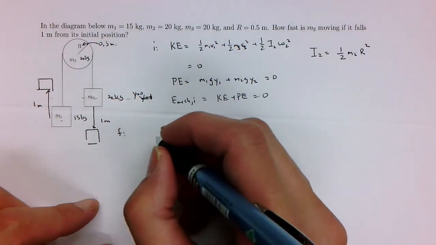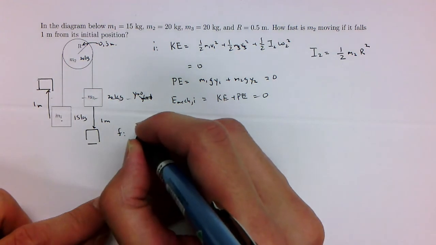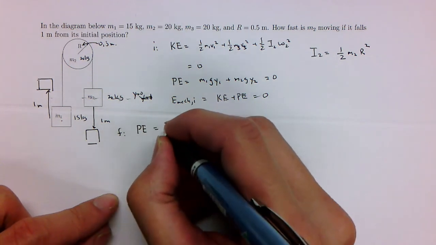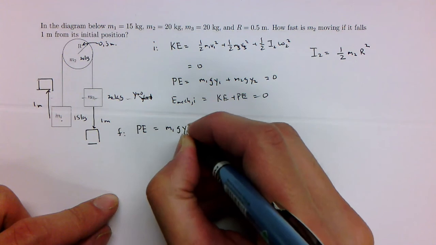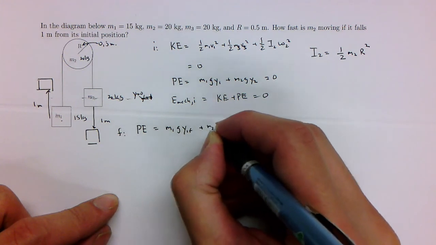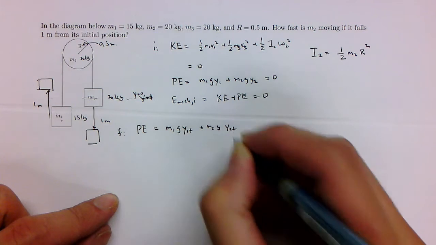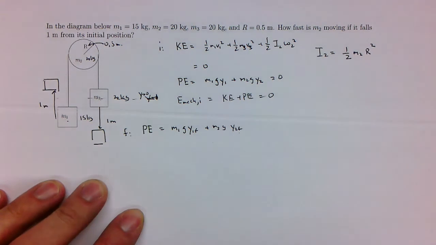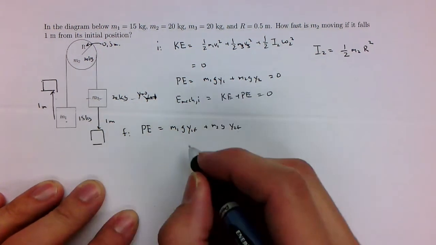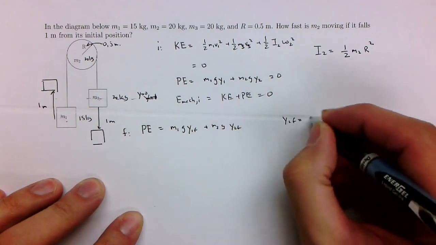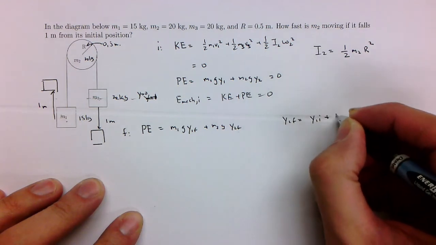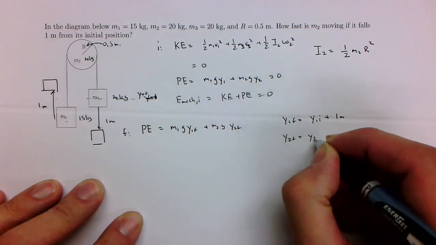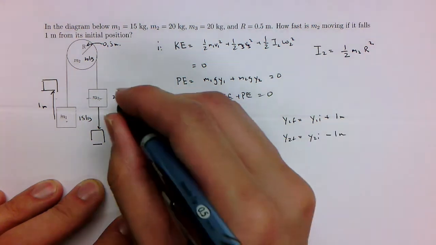Okay, so let's consider the potential energy first. The potential energy in the final state is going to be m1 g y1 final plus m2 g y2 final. Now, relative to what we started out with initially, y1 final is equal to y1 initial plus 1 meter, because this thing has risen 1 meter, and y2 final is equal to y2 initial minus 1 meter, because it has fallen 1 meter.